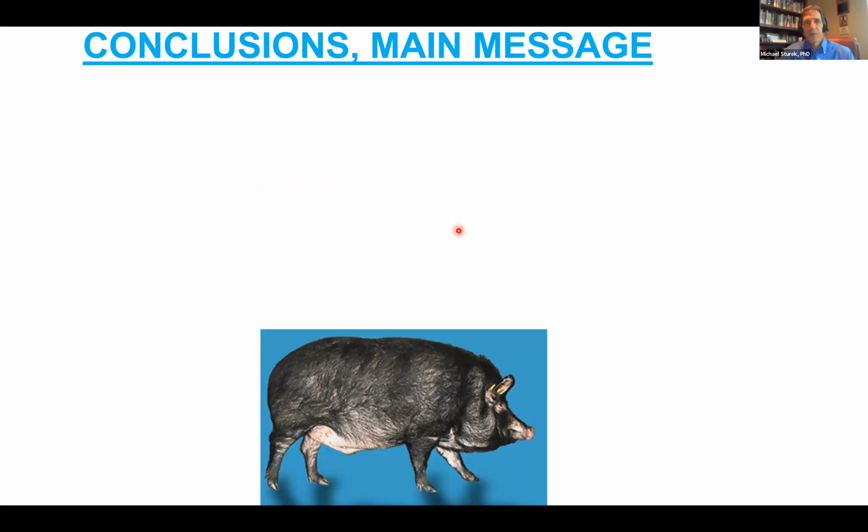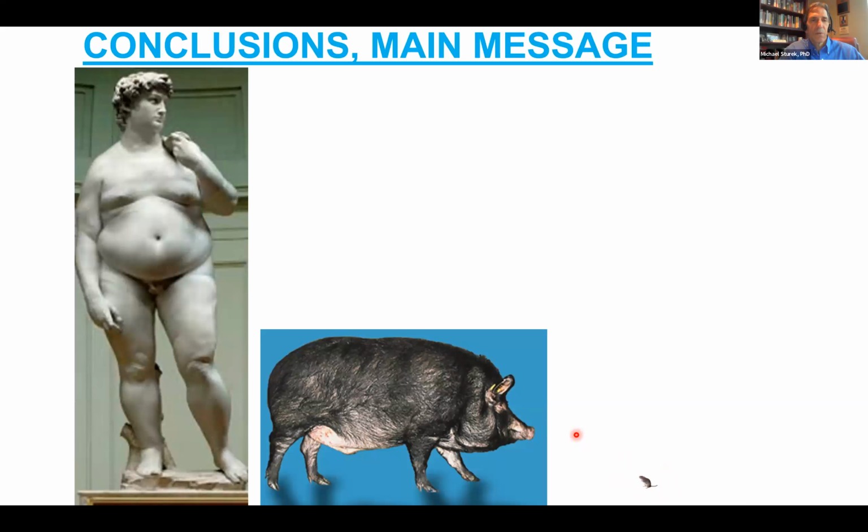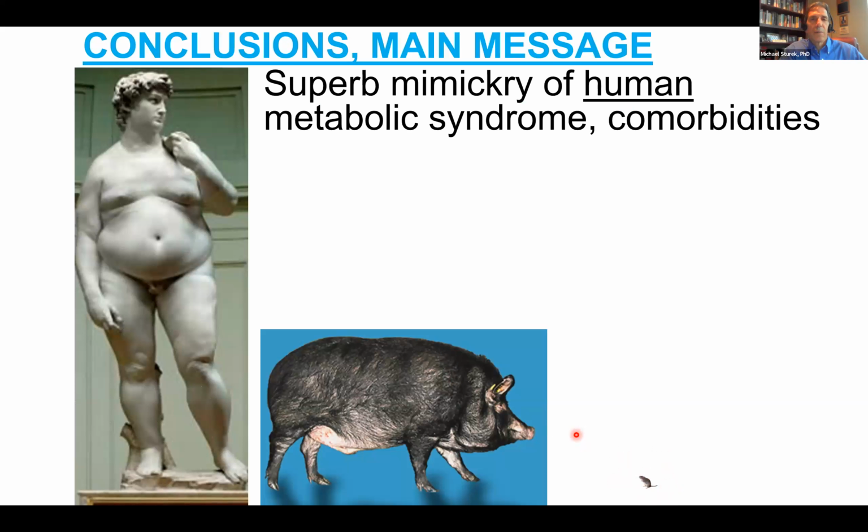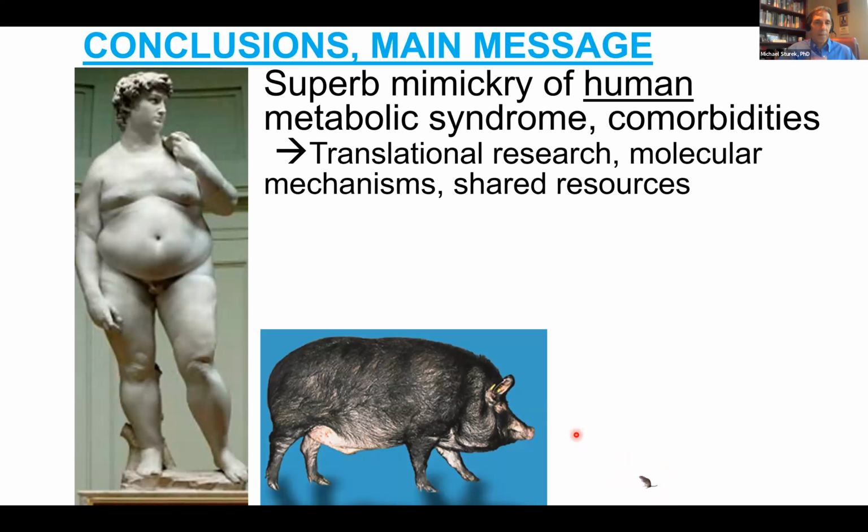So I need to wrap this up and give you conclusions and a main message here. Here we have my good friend at the bottom, and he is not like this critter, this mouse. He's not pretending to be small like a mouse, but he has his advantages and disadvantages. We think one big advantage is he's more like this critter, an obese human. So we think there's superb mimicry of human metabolic syndrome and comorbidities, and that really allows us to do more translational research, but we can do molecular mechanisms also, and I think we have good shared resources.